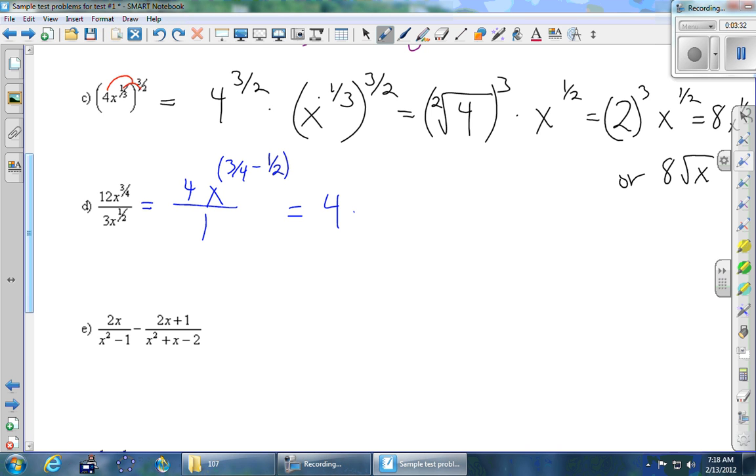So there's a 4, there's an x. If you make an LCD, you'll see that you get x to the 1/4. No need to put the divided by 1. If you prefer, that's a 4, and then 1/4 as a power means 4th root.